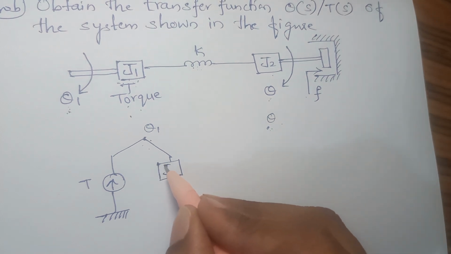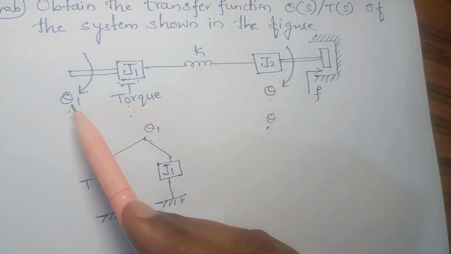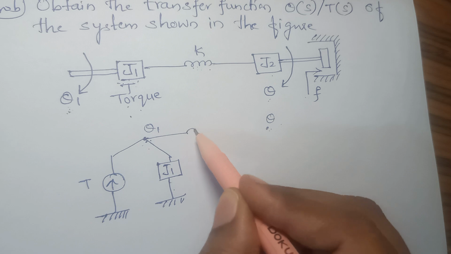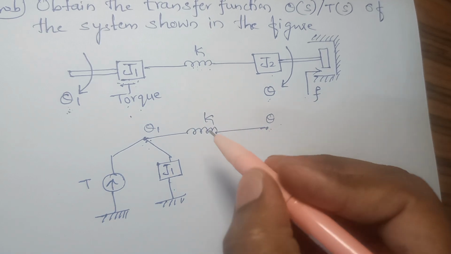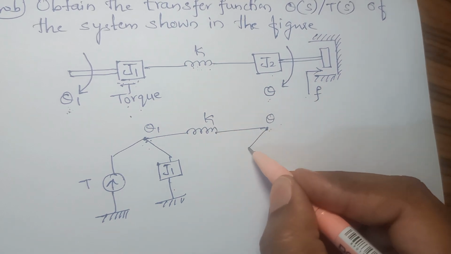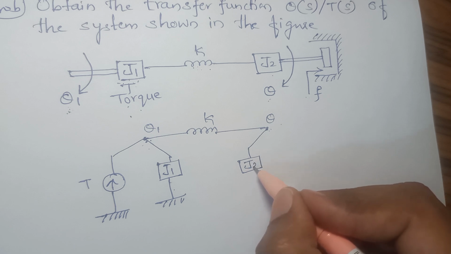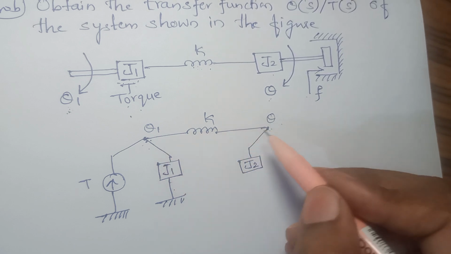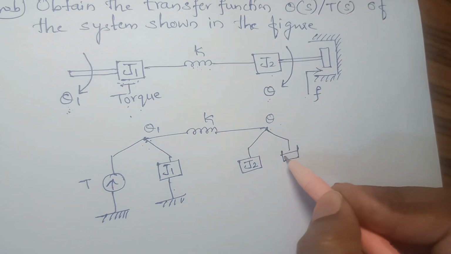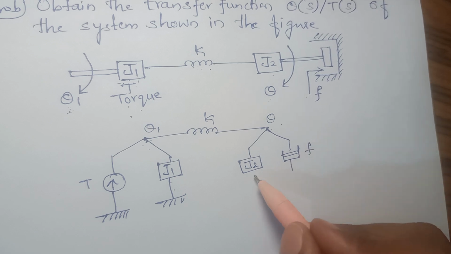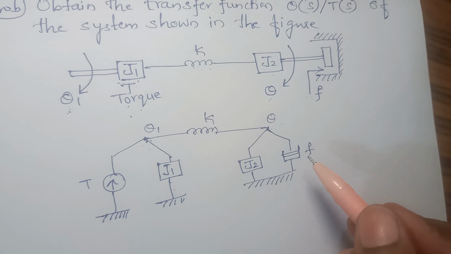So this is your node 1, and K is in between theta 1 and theta, therefore here you will get K. J2 again is the same thing: it will be under the influence of theta, and it cannot be between the nodes. Then you have the dashpot, F; in the problem it is represented as friction. We will represent the friction by a dashpot.